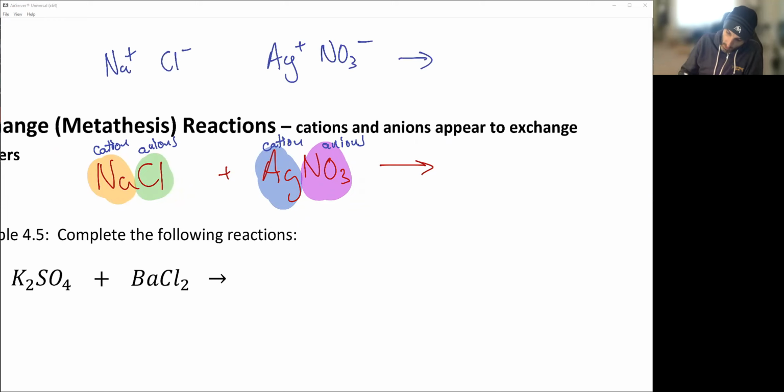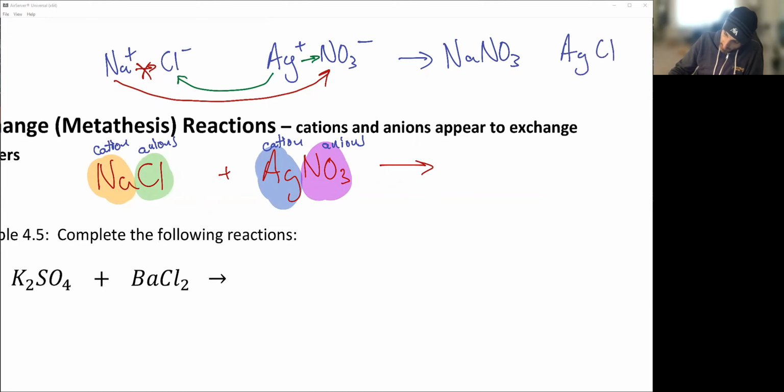On the other side of the coin, I'm simply going to say, well, sodium could combine with chloride, which it already has, or it could combine with nitrate. On the other side, we already have that one, so we're going to have the other option on this side, and I'll use blue. So we have NaNO3 on the other side. And then the silver was with nitrate, but it could also be with chloride. So we're going to switch partners and have AgCl on the other side. That's essentially what's going to happen.